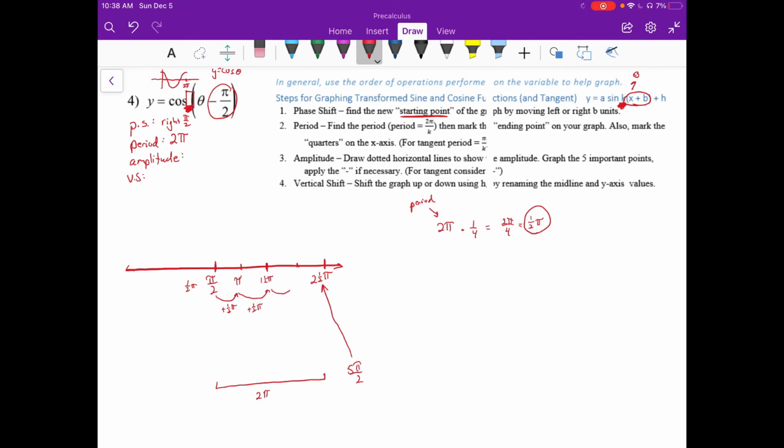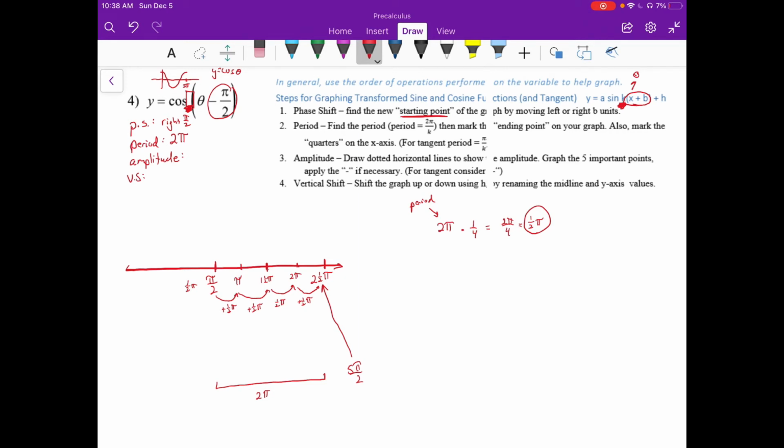We add half again. That's our next quarter, so we're going to add 1/2 pi again. 1.5 plus a half is 2, so there's 2 pi. And this is kind of a good check for us. We're going to add half again. 2 plus a half is 2.5. So that's our ending point. Well, now we found all of our quarters.